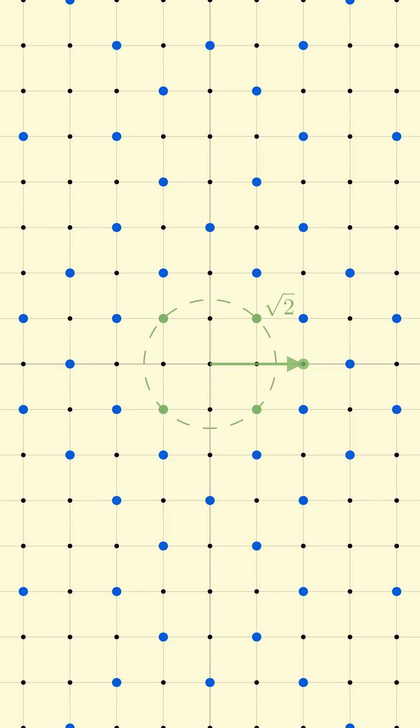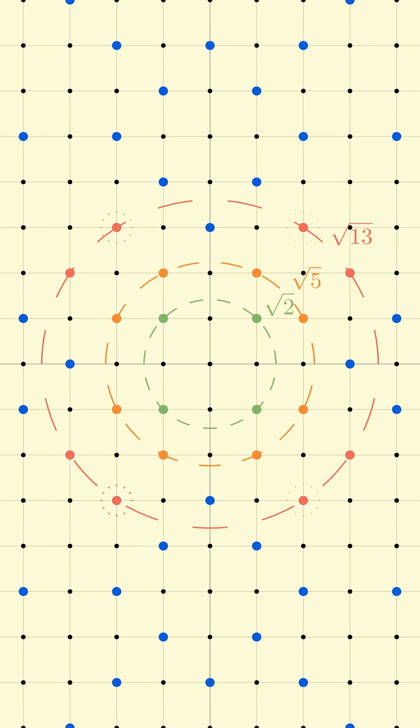This geometric interpretation shows us that the primes 5, 13, and 17 are all not Gaussian primes. This is just the beginning of the interesting world of Gaussian integers.